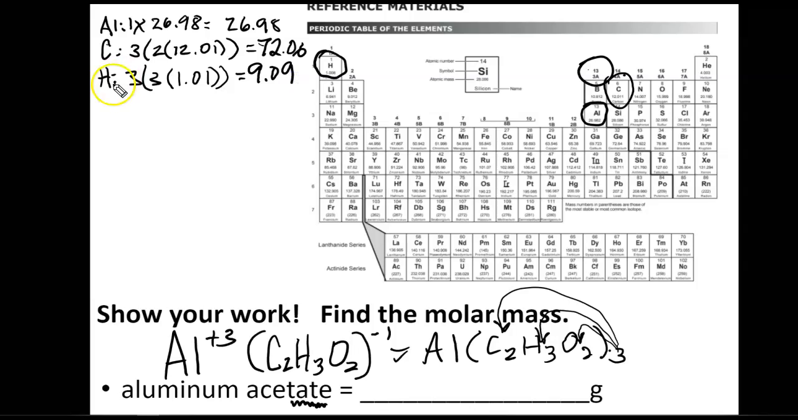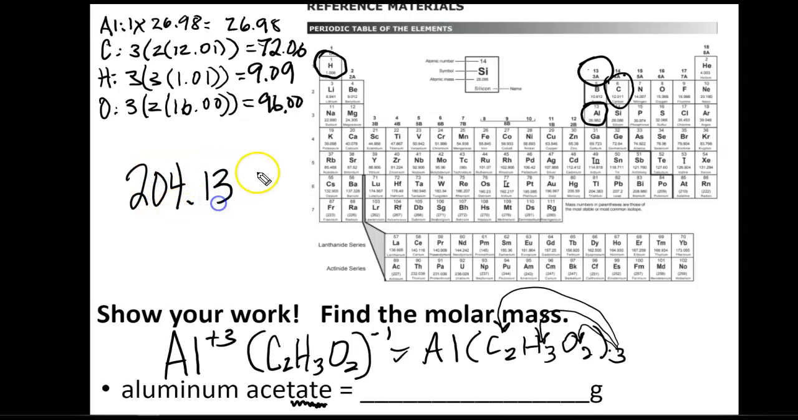9.09. And then I have finally my oxygen, and I have 3 times 2 times 16.00, and that's going to be a total of 96.00. Okay, so when I add that all up, I'm going to have 96 plus 9.09 plus 72.06 plus 26.98. And when I report my molar mass, I'm going to report it as 204.13, and the unit label will be grams per mole.